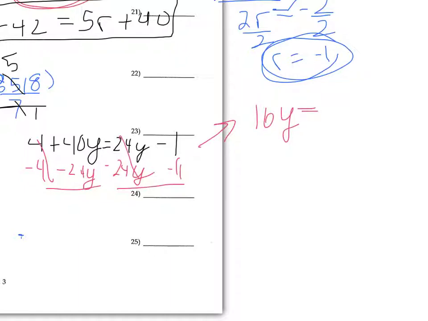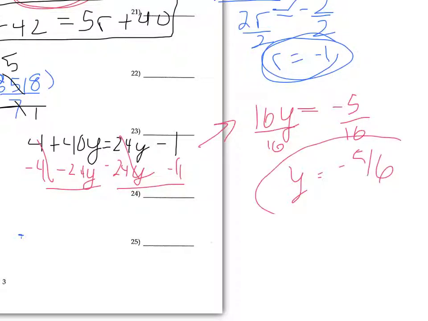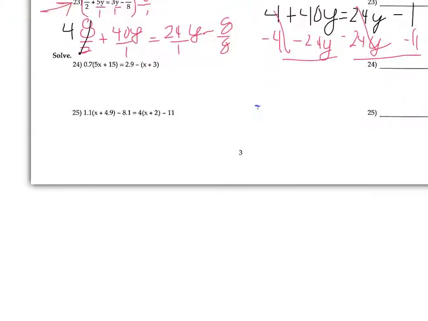24y's cancel. And negative 1 minus 4 is negative 5. Divide by 16. And we get y equals negative 5/16. Put the 1 there. And that's the answer to that one right there. So hopefully that made a little bit of sense to you.